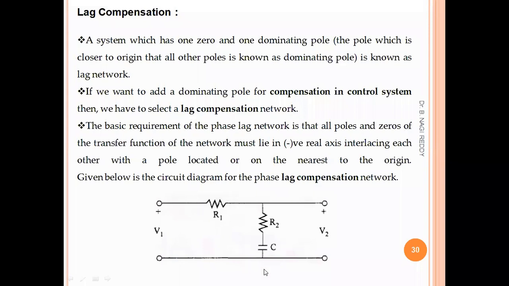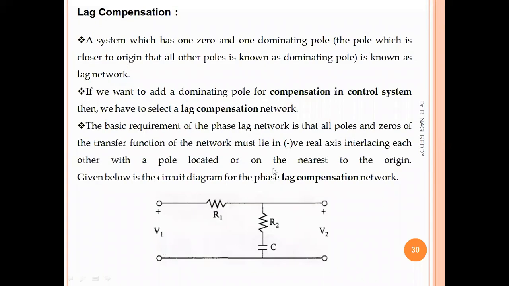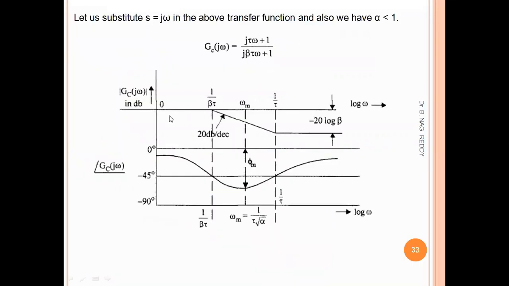So those values can be substituted here, and this network is connected to that control system. So this is how we can bring the unstable system into the stable system by adding this lag compensator with the help of this Bode plot in the frequency domain.